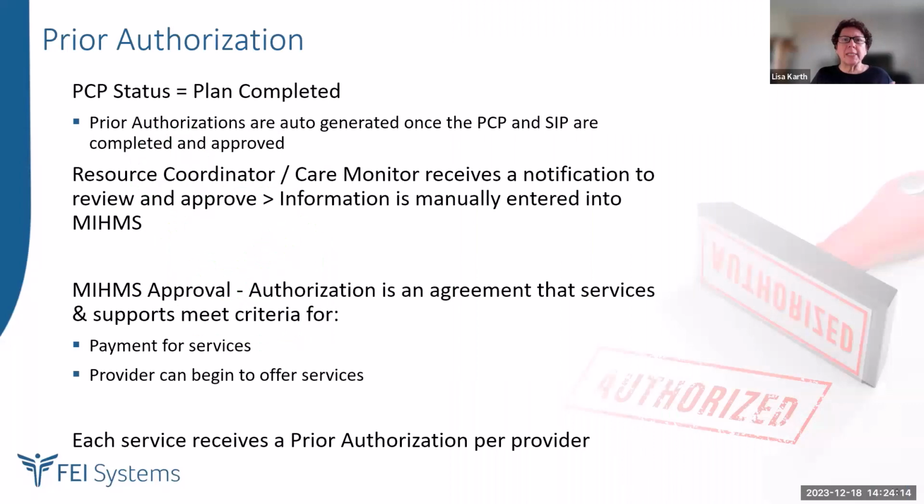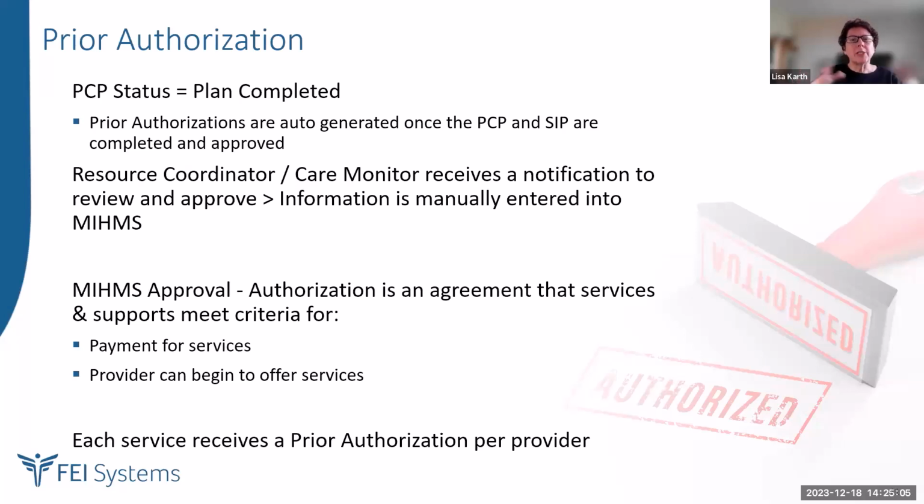So the PCP has been set to the status complete, plan completed. And the prior authorization then is automatically generated, okay? And the prior authorization ensures that the services and supports meet the criteria for payment. And as I mentioned, as services and supports are utilized and claims paid, the utilization is identified. Now, a different prior authorization is created for each different service. So you will never see two services on the same prior authorization.